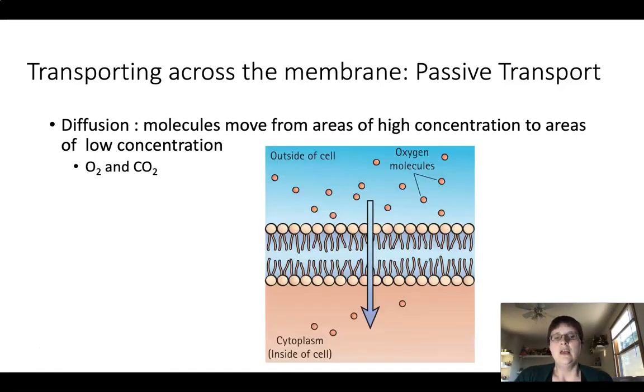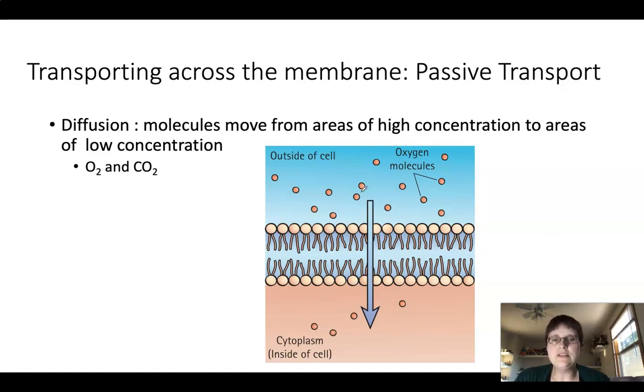There are a few others, but those are the main ones that you'd be familiar with that can do this. And so if you've got oxygen molecules and you've got your cell membrane, you can see here there are very few oxygen molecules inside of the cell and quite a few outside. So it's crowded out here. Those oxygen molecules are going to make their way through the membrane to the inside.